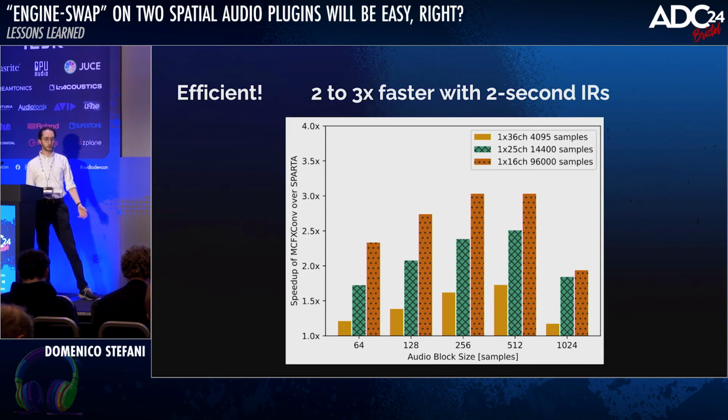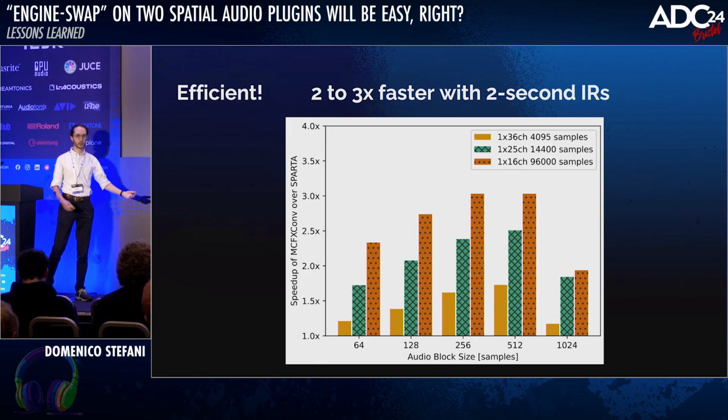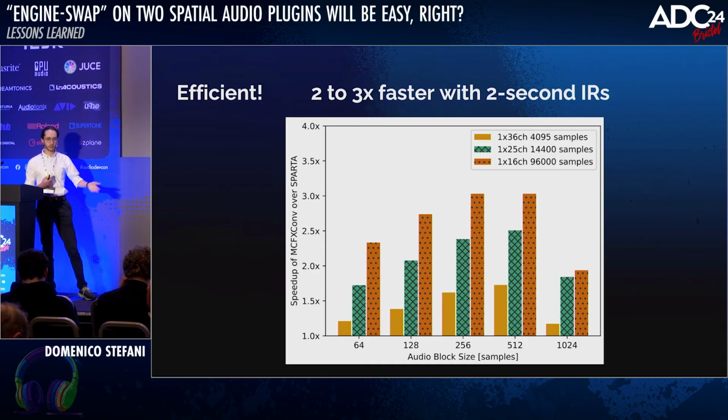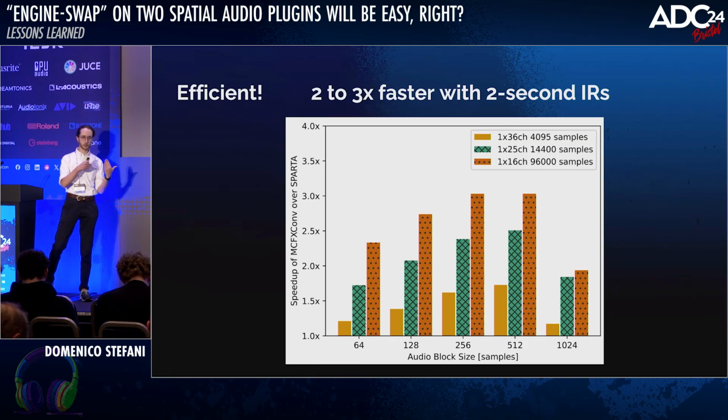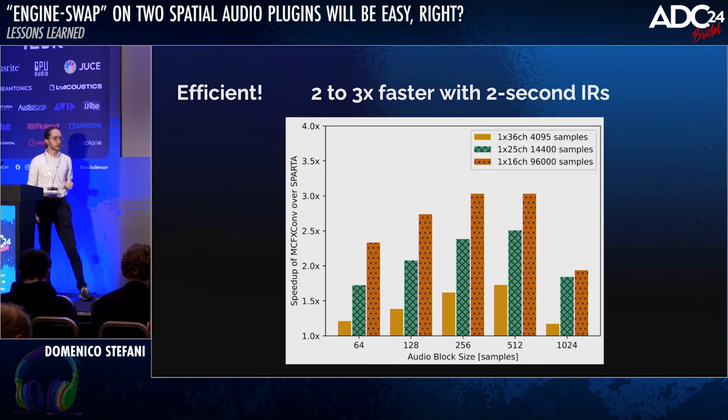It ended up being 2 to 3 times faster with 2-second IRs. And if you go to longer IRs, it can only get better, because that's how non-uniformly partitioned convolution works. With smaller impulse responses, of course, you don't get as much. But even in situations where the non-uniformly partitioned convolution algorithm behaved like the other one because of the way the buffer size could be set, the new one was more optimized.